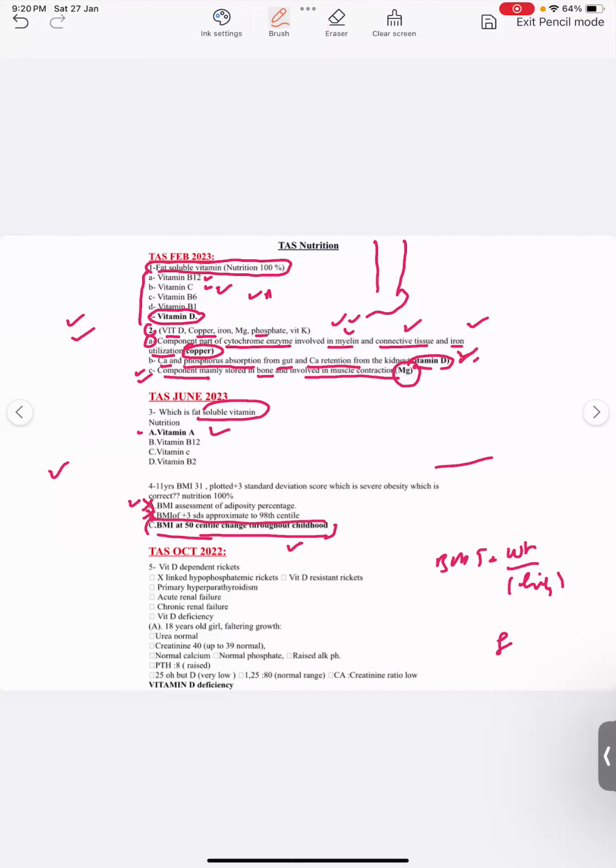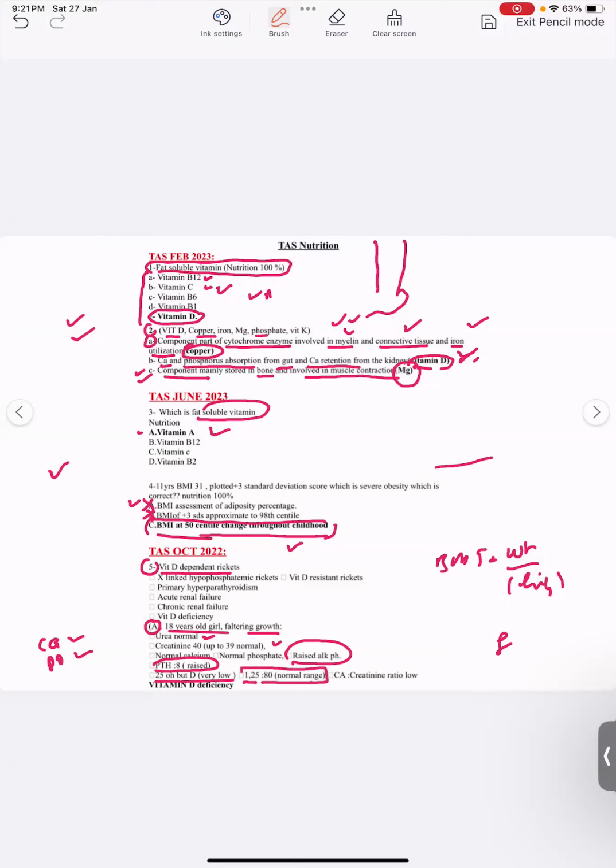Okay. Next question: vitamin D dependent rickets, X-linked hypophosphatemia. They have given different types, and here they have given me a different scenario. An 18 year old girl, faltering growth. Urea is normal, creatinine is normal, calcium is normal, phosphate is normal. Raised alkaline phosphatase. PTH is raised, but 25 hydroxy vitamin D is very low. 1,25 hydroxy vitamin D is very low.